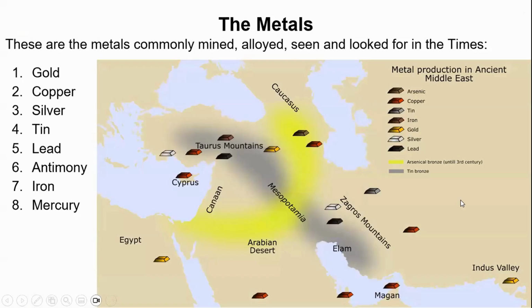So this is a map of metal production in the ancient Middle East, and these are the metals commonly mined, alloyed, seen, and looked for. You can see that Egypt was producing some gold. There's definitely gold coming out of Turkey. A lot of copper coming from Cyprus because, well, Cyprus is named after the word for copper. And you can actually see some gold coming out of India down there on the bottom right also, which is very interesting. There was a big connection with precious metals and gems coming out of India and making their way into Europe.